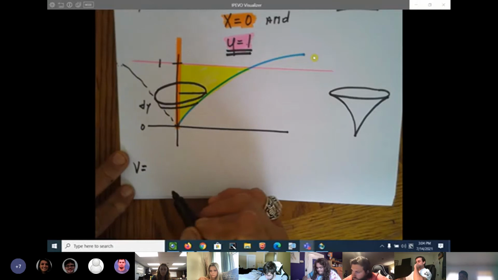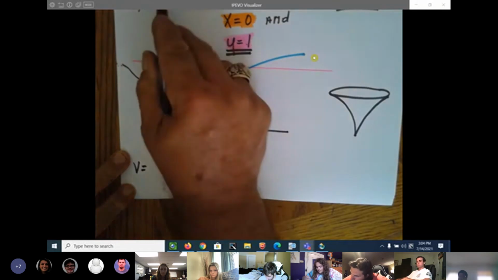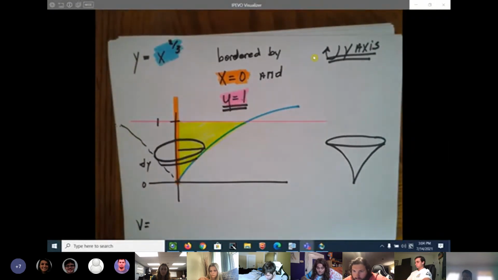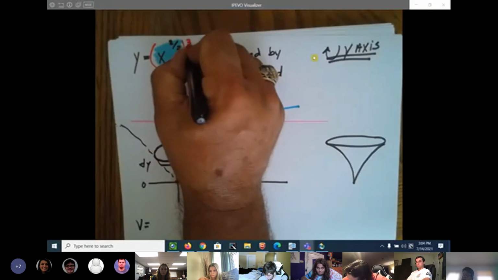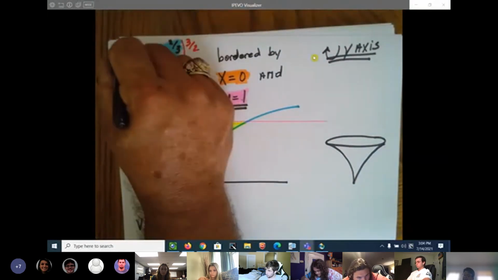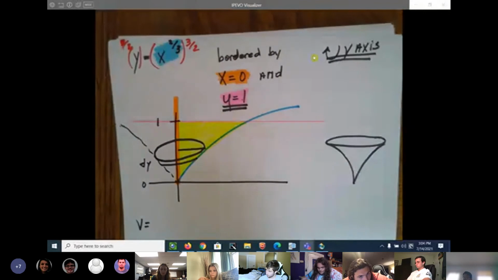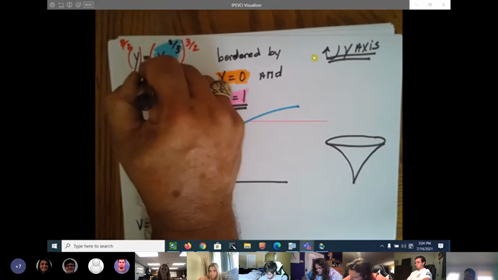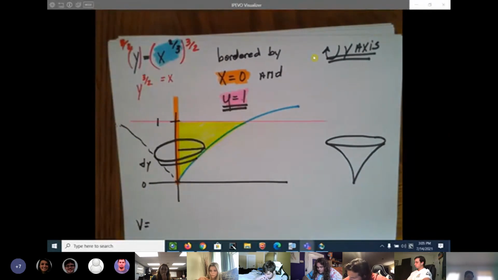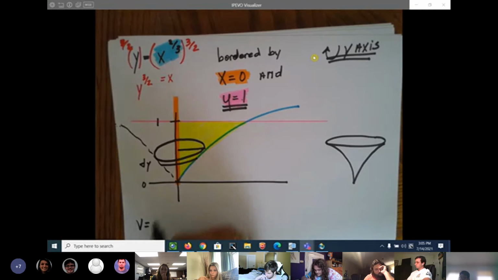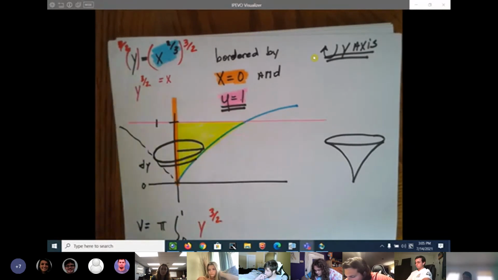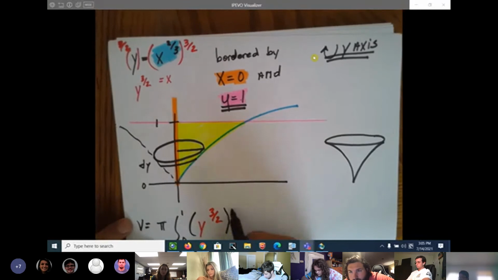Volume is equal to, wait a minute, we got to turn this guy into y. So I'm going to take my handy dandy red, 3/2. So x is equal to y to the 3/2 power. So V is equal to pi, integral from 0 to 1 of y to the 3/2 power, squared, dy.